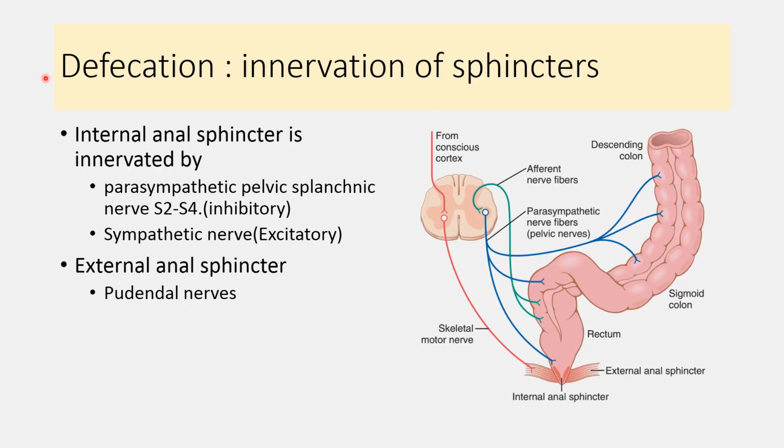Now let's understand the innervation of the sphincters to understand the regulation of the anal sphincters. The internal anal sphincter is innervated by the parasympathetic pelvic splanchnic nerve from S2 to S4, and it is mainly inhibitory, producing relaxation of the anal sphincter. The sympathetic nerve is mainly excitatory and it increases the tone of the internal anal sphincter. The external anal sphincter is innervated by the pudendal nerves.